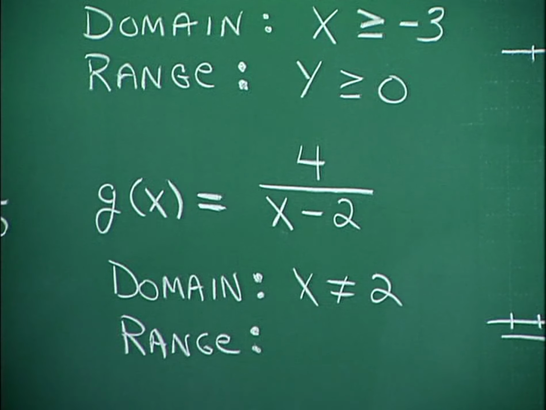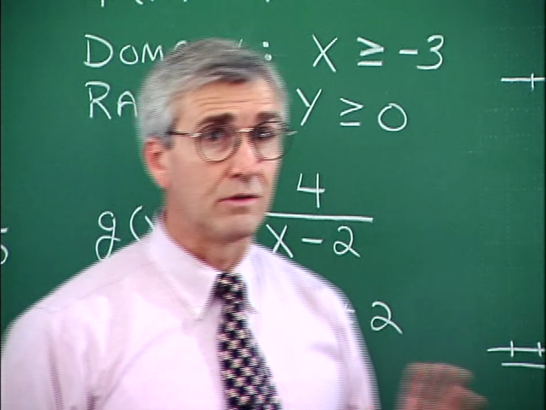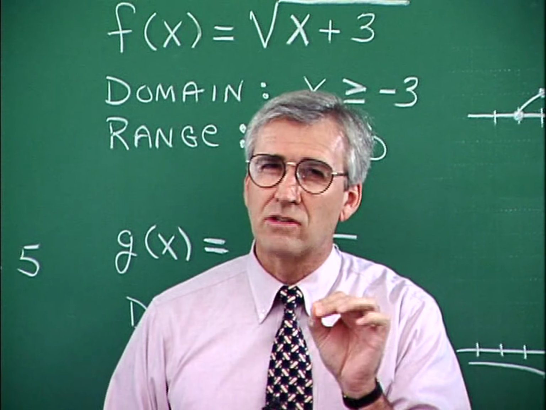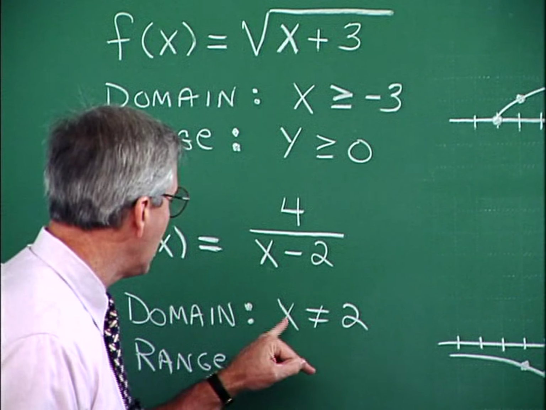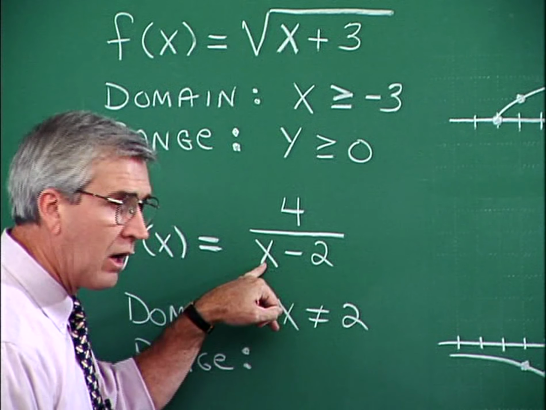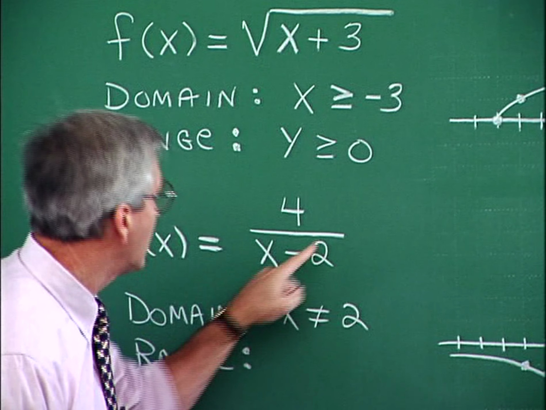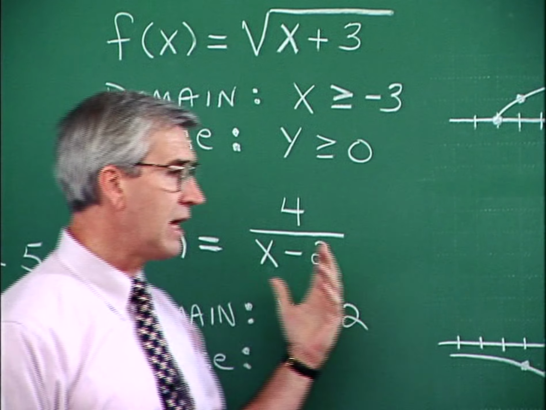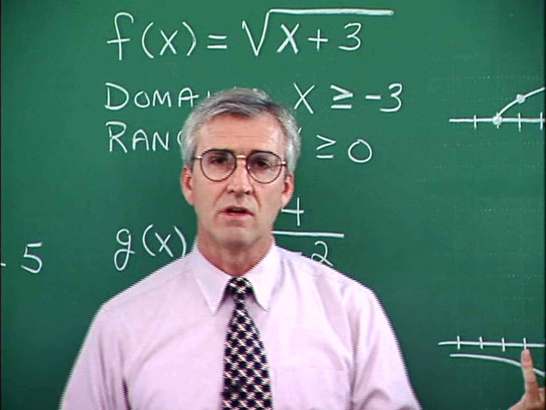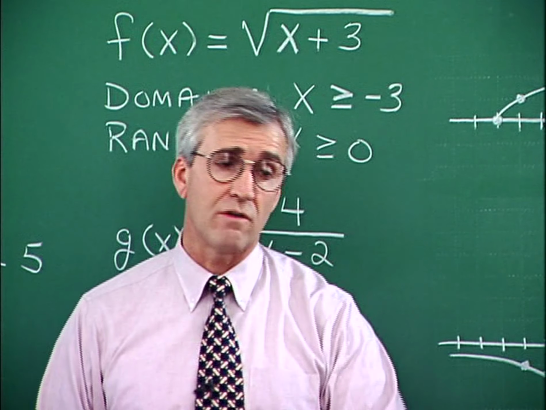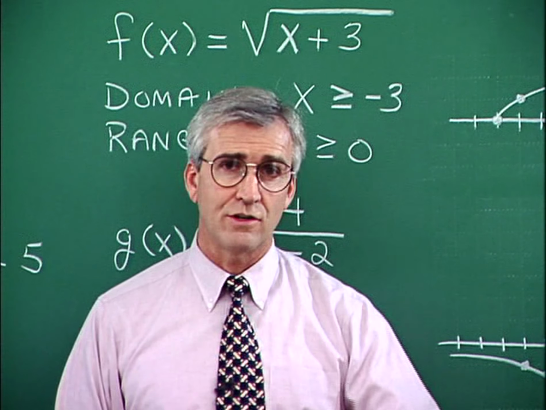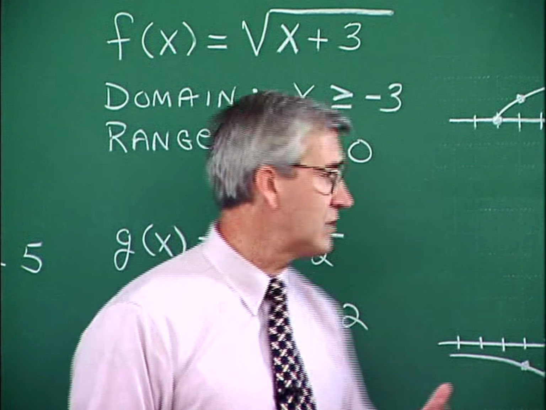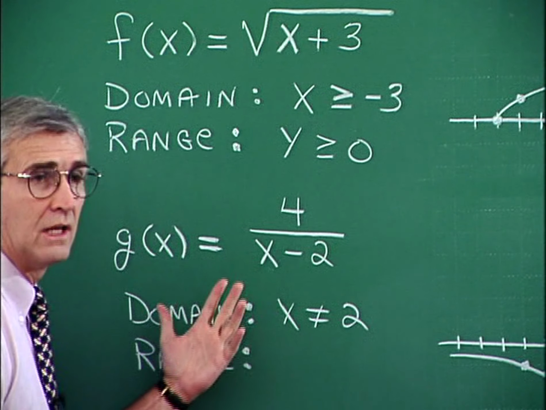Now what about the range? Well, this is really elusive. For what kinds of results do we get when we replace x here with anything except 2? What values can this expression take on? It turns out that it can take on very, very large positive values, very, very small positive values, very, very large negative values, very, very small negative values. The only value it can't take on, it turns out, is 0. This expression can never become 0.